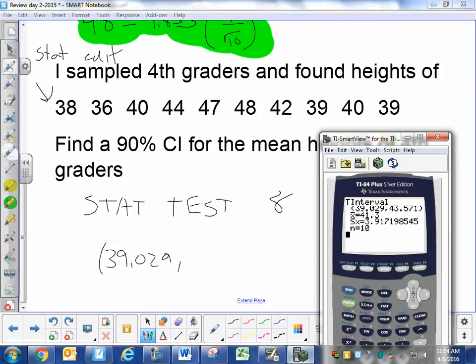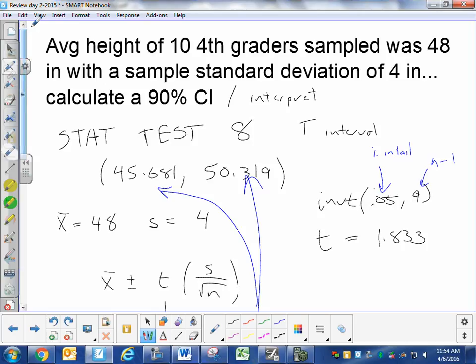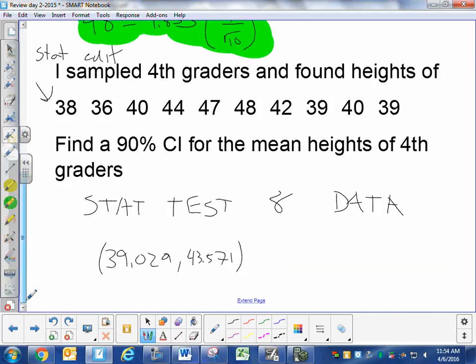Now, we forgot to interpret these intervals. What would the interpretation sound like? We are 90% confident that the average height of 4th graders will be between there and there. What would this look like? We are 90% confident that the average height of 4th graders is between this and this.